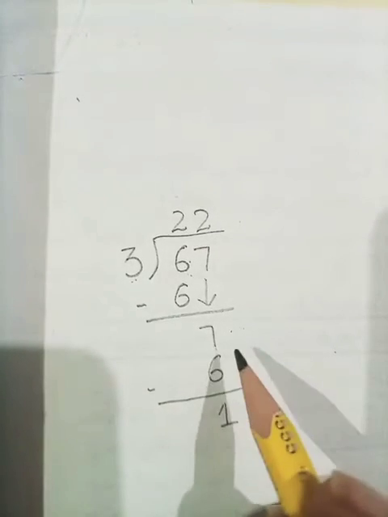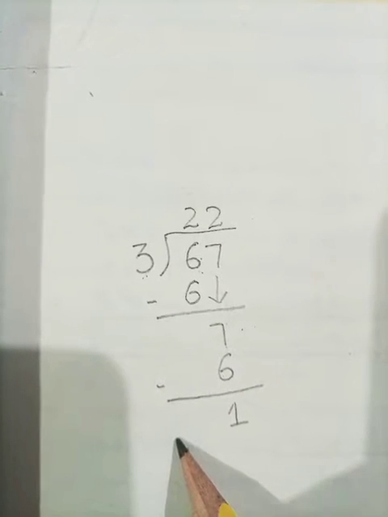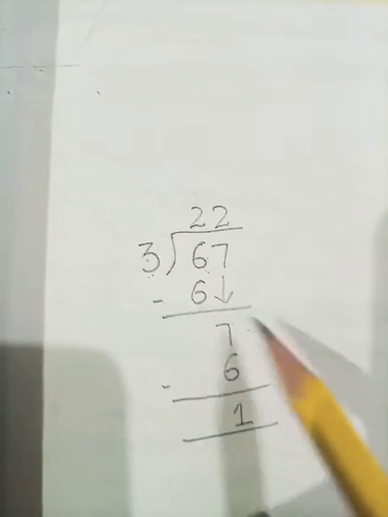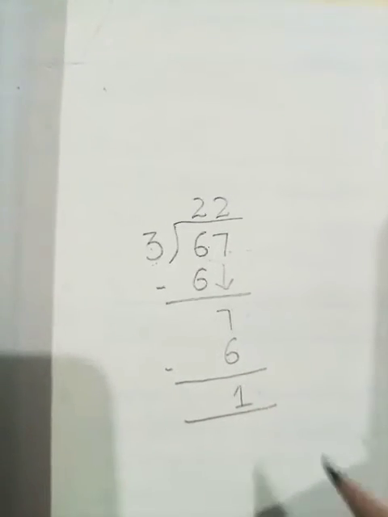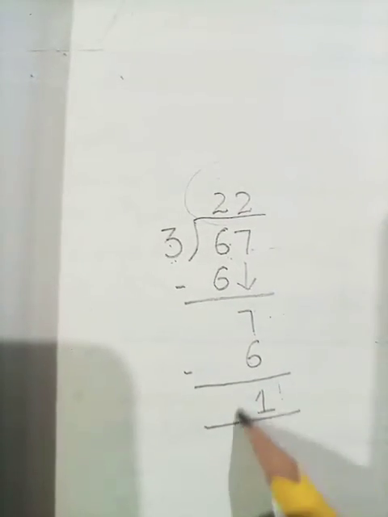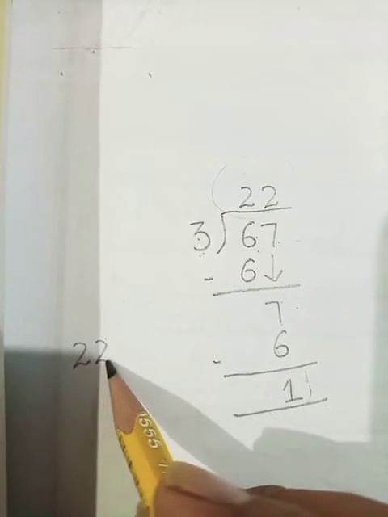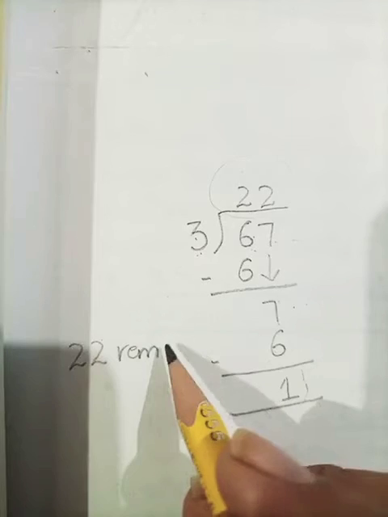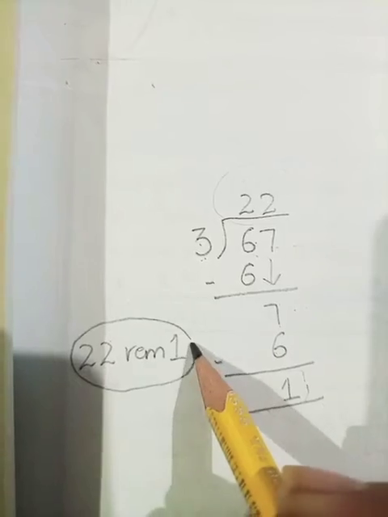So after subtraction, when we subtracted 6 from 7, I got the number 1, that is our remainder, because 1 is quite smaller than 3 and we can't divide it further because we don't have any further digit. Okay, now students, let's write our answer. Here is our quotient and here is our remainder. So we are going to write our quotient first, then REM representing the remainder, and our remainder, that is 1. So here is our required answer.